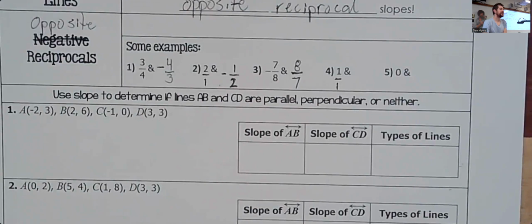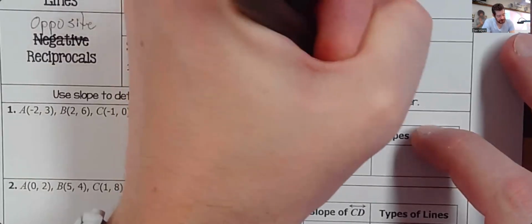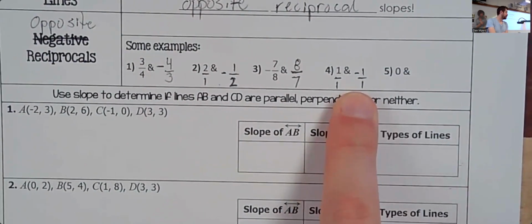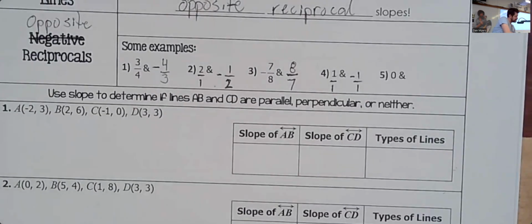So what's the opposite reciprocal of 1/1? Negative 1/1, or just negative 1. This is an interesting situation where 1 and its opposite, negative 1, are opposite reciprocals of each other because 1 is its own reciprocal. If you flip over 1/1, you get 1/1, so 1 is its own reciprocal. So basically, you can just take opposites of it's 1 and negative 1.